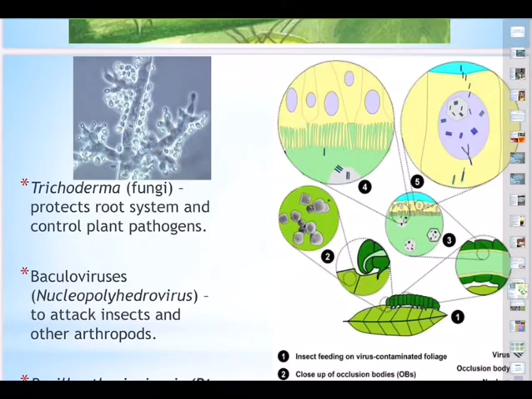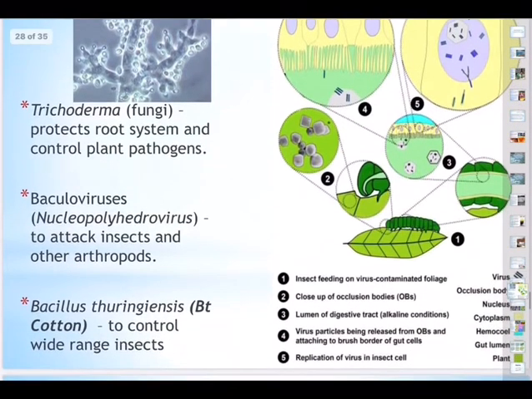And then baculoviruses. These are biologically called nucleopolyhedroviruses, and these attack insects and other arthropods. So these are the four very famous biological sources through which we can control the pests as well as diseases. And how do they do it? You can see the picture here. The Bacillus thuringiensis, that's called BT. Bacillus thuringiensis, that's how you can remember.